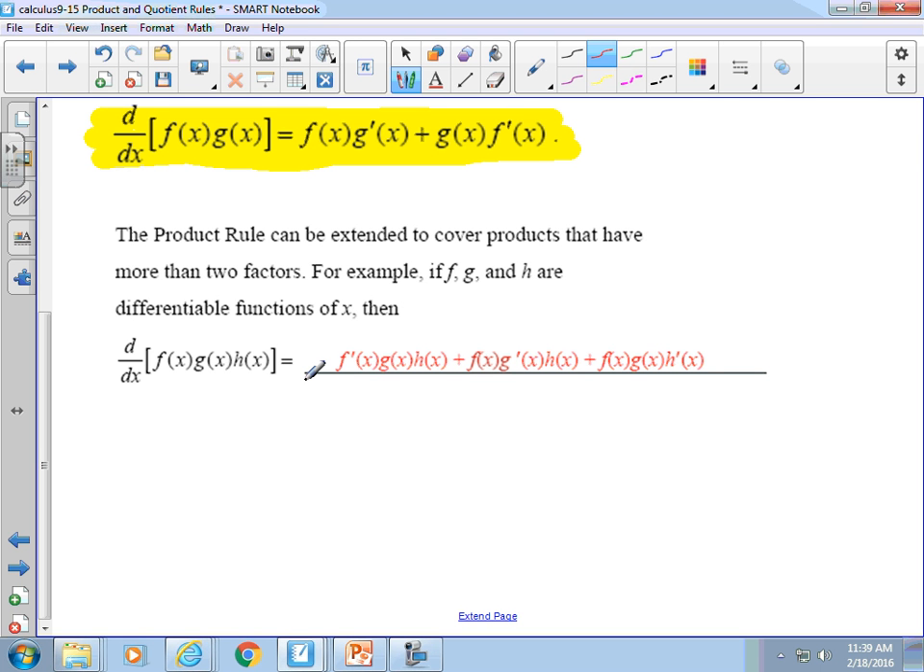Any questions about that one? You don't have to write all the words down, just write the rule.